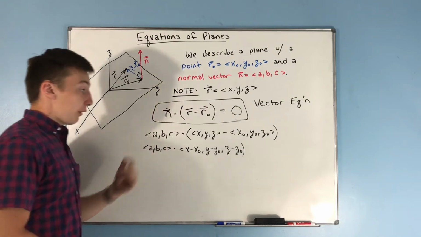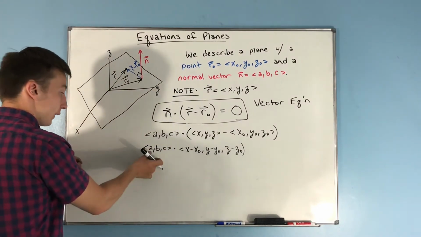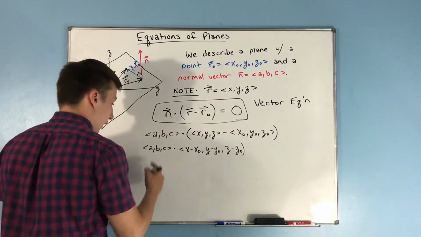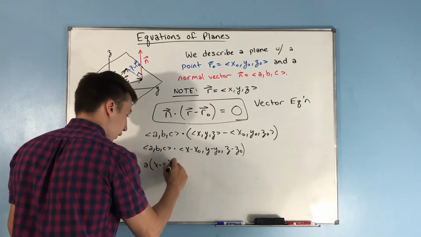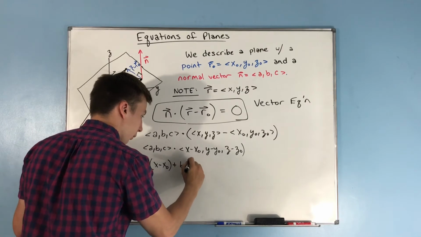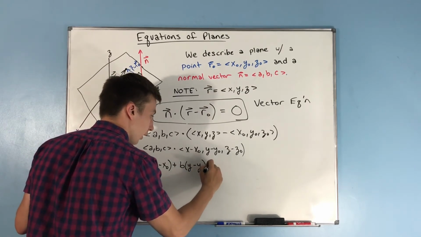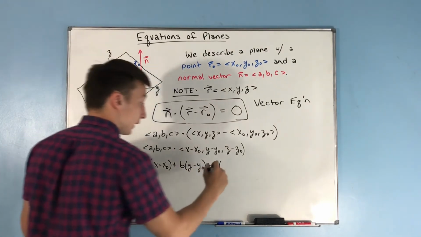Now, we try to find our dot product here. All we have to do is multiply the components. We have a times x minus x naught, plus b times y minus y naught, plus c times z minus z naught.